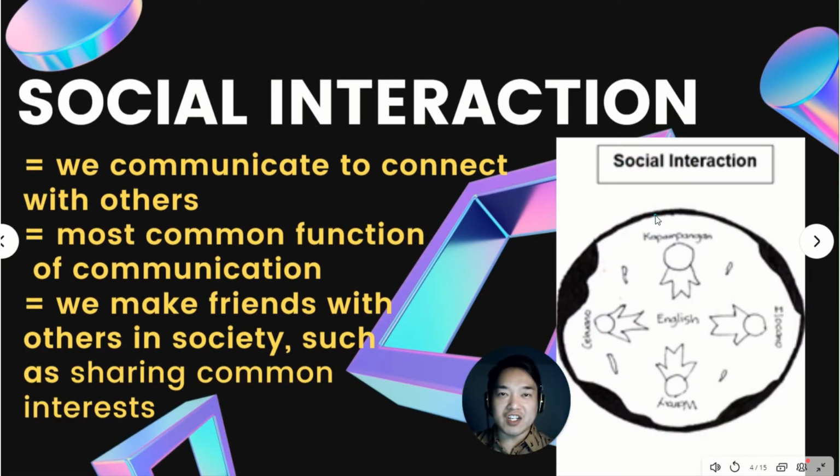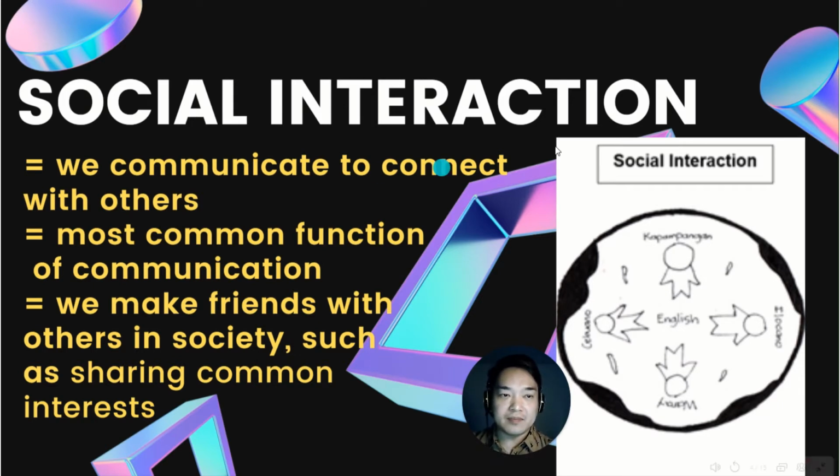Our second function is social interaction. In here, we communicate with other people for us to be able to connect with them. This is the most common function of communication. Through social interactions and communicating with them, we make friends with other people in our society and share our common interest with them.